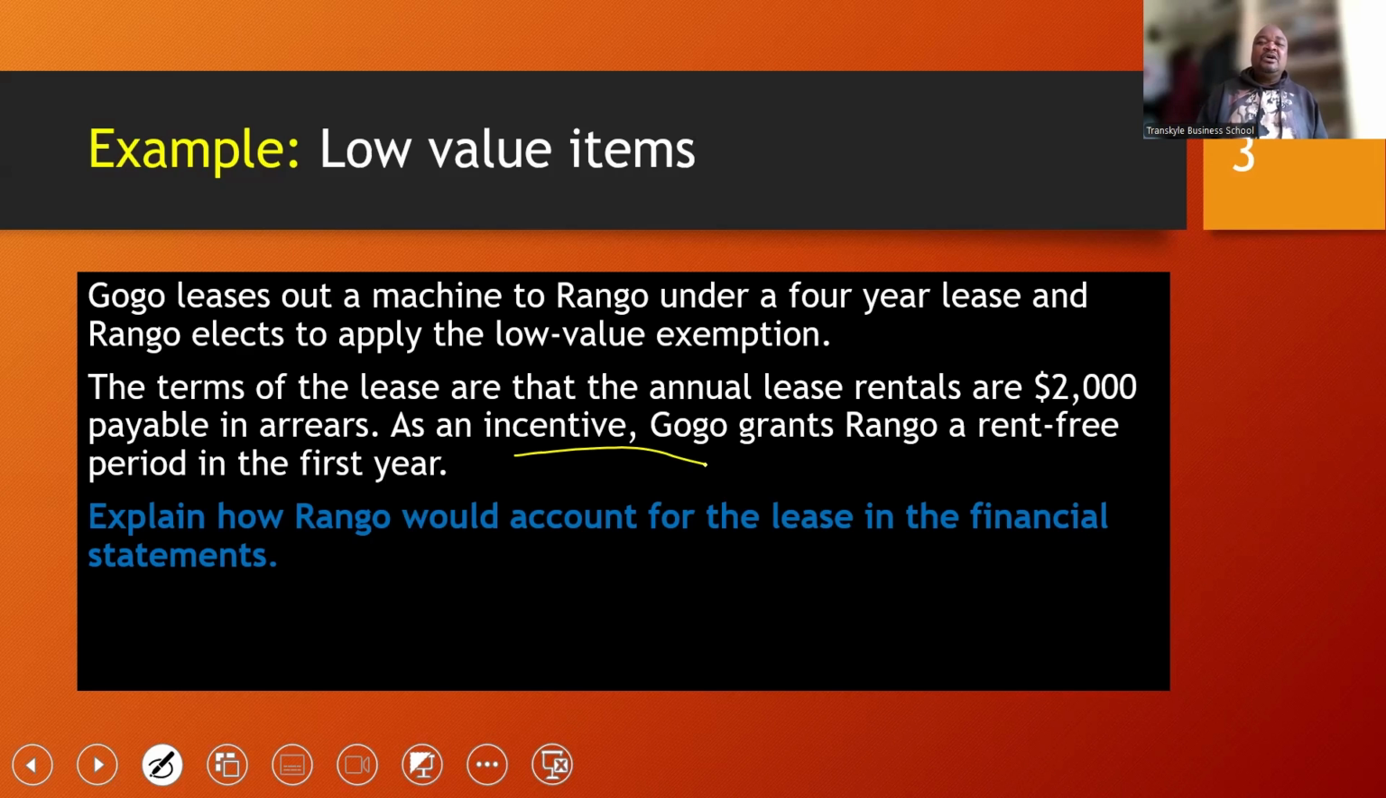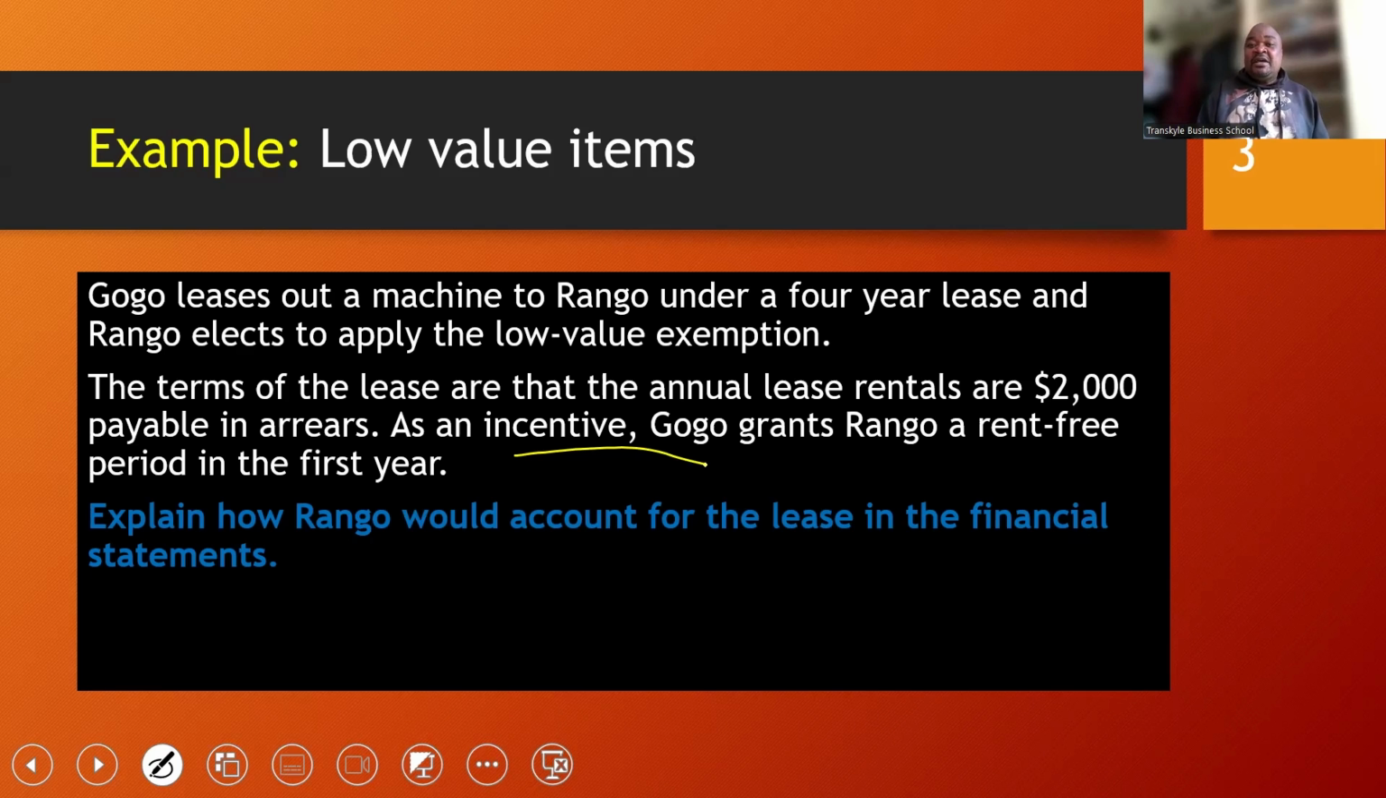All right. Which means rentals which are due are only due in year 2, year 3, year 4. So in year 2, he will pay these rentals at the end of year 2, not at the start of year 2. Otherwise, the year 1 rental will cease to be free.